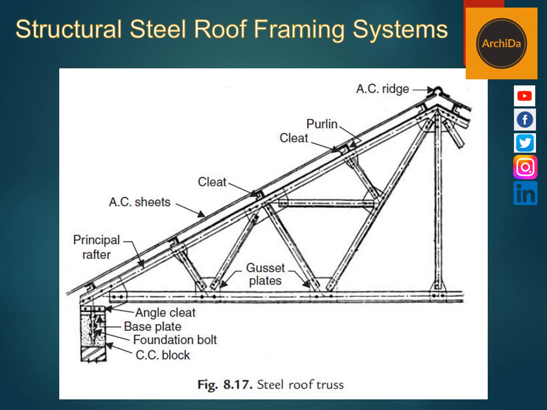Now this picture shows the different elements of a roof truss. You have the principal rafter, you have the cleats, you have the purlins wherein you place your actual finish on top of it. Then you have a ridge. Down below you could see gusset plates which connect all the diagonal members. Then you have an angle cleat, the base plate, foundation block, and the concrete block.